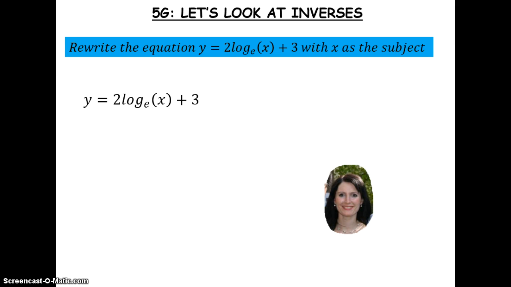Moving on from there, let's rewrite the equation y equals 2 log e x plus 3 with x as the subject. So there it is, y equals 2 log e x plus 3. Let's get x on its own by taking the positive 3 and making it y minus 3 and then dividing by 2. So log e x equals y minus 3 over 2. x is therefore e to the power of y minus 3 over 2. It looks awkward there, but that's all we have to do.